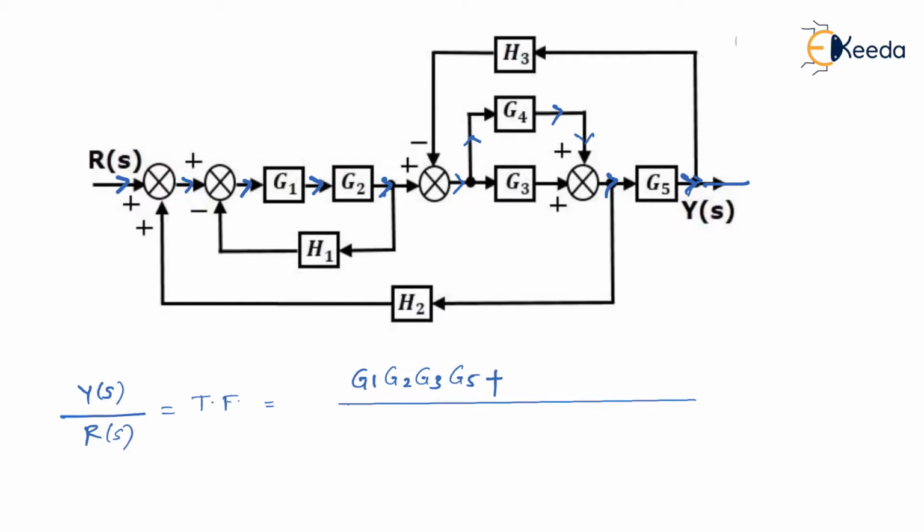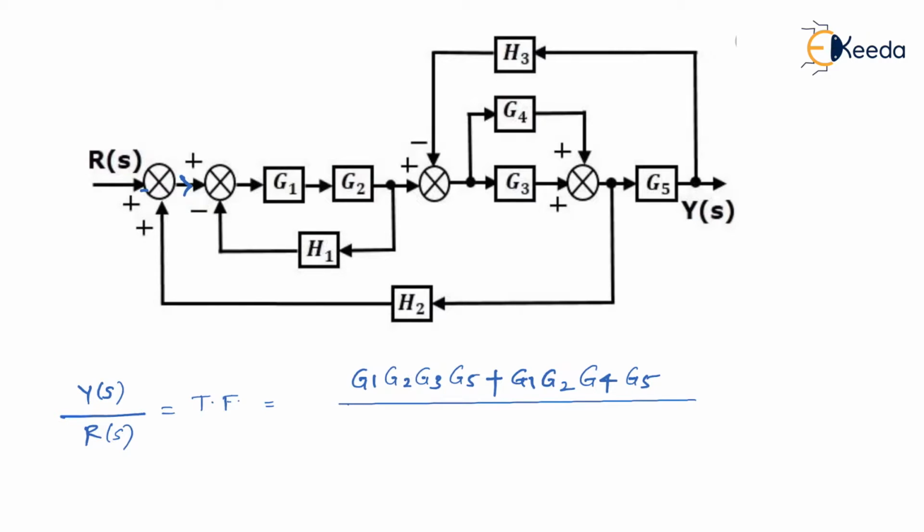If you travel from R(s) to Y(s) along this path, you will get G1, G2, G4, G5. So there is no other forward path possible. I'll remove this forward path again. Please don't make a mistake like this. For example, I'll show you an invalid forward path now.